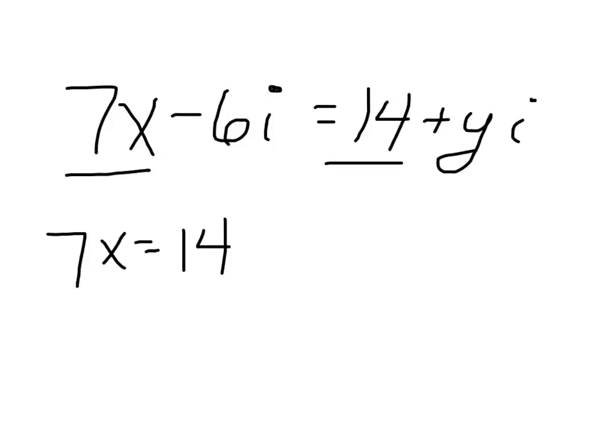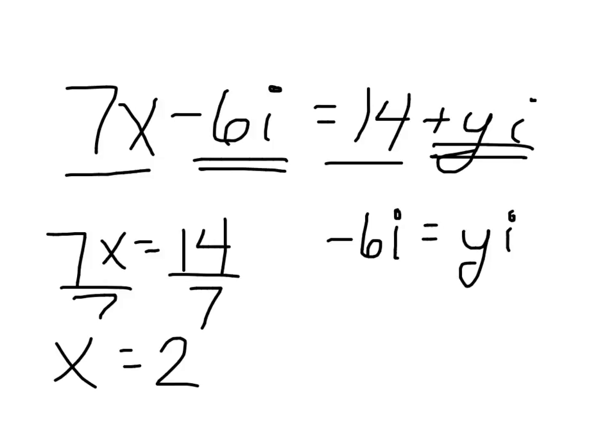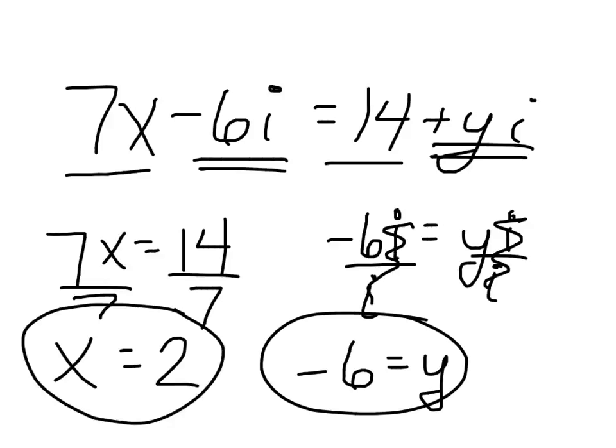So how do I solve for x? Divide by 7. And what's 14 divided by 7? 2. Then I set the i pieces equal to each other. So I have negative 6i equals yi. You're tasked to solve for y. So if I want to get y by itself, I divide both sides by i. And the i's cancel each other out. And what are you left with? Negative 6 equals y. Is it wrong if you were to just tell me 6? Yeah, your signs are off. So be very careful with that.